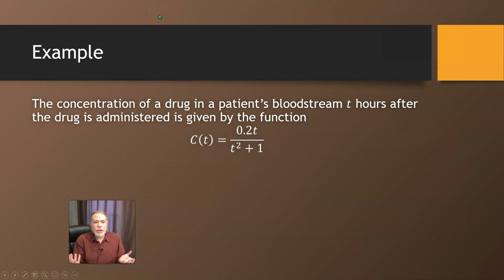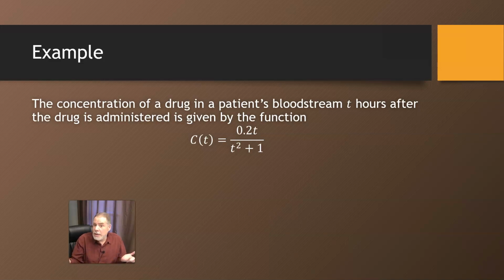Suppose the concentration of a drug in a patient's bloodstream, t number of hours after the drug is administered, is given by the function c of t equals 0.2t divided by t squared plus 1.